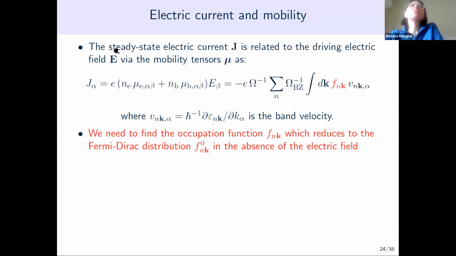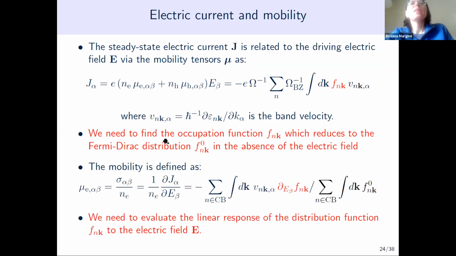To start with, in the steady state, the electric current is related to the driving electric field via the mobility tensors. And one can show that the electric current is equal to an integral over the occupation factor times the electron band velocity. So what we need to find is the occupation function f_nk, which in the absence of an electric field reduces to the Fermi-Dirac distribution.